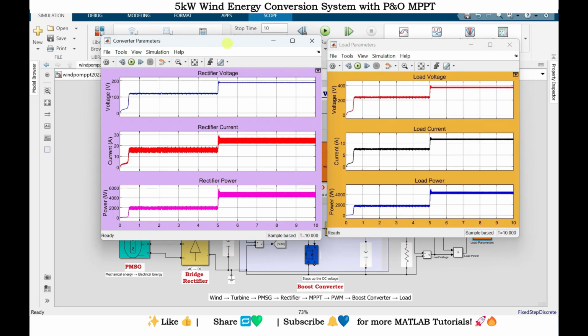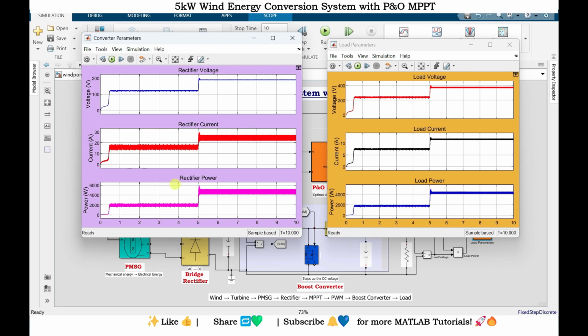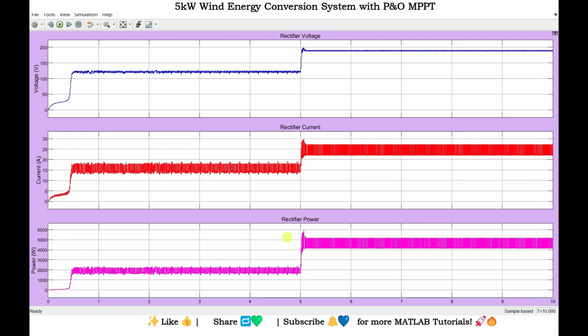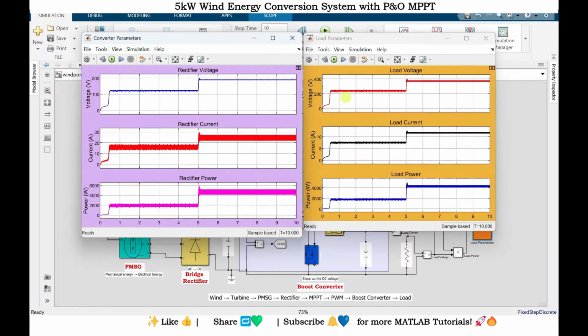You can check the rectifier voltage, rectifier current, and this is the rectifier power. This is for 8 meter per second, and this is for 12 meter per second. Then the load parameters: voltage, current and load power. Now we have to check at 12 meter per second whether we have achieved 5 kilowatt or not. You can check that the input side is 5 kilowatt. We have achieved it. This is the input side.